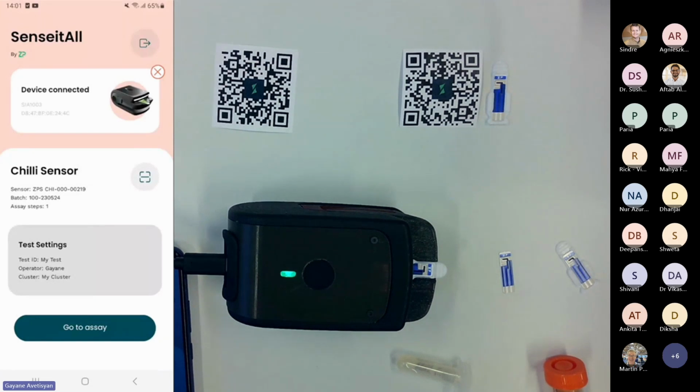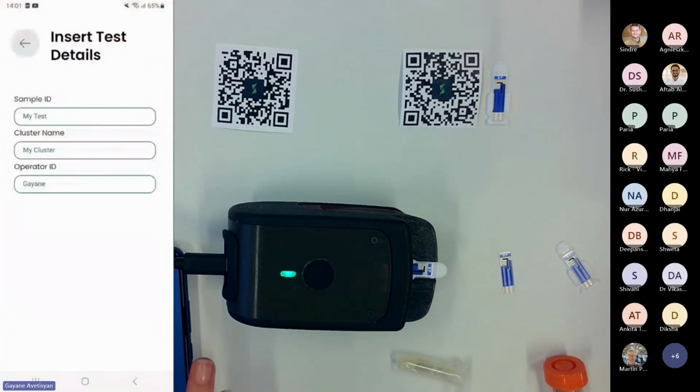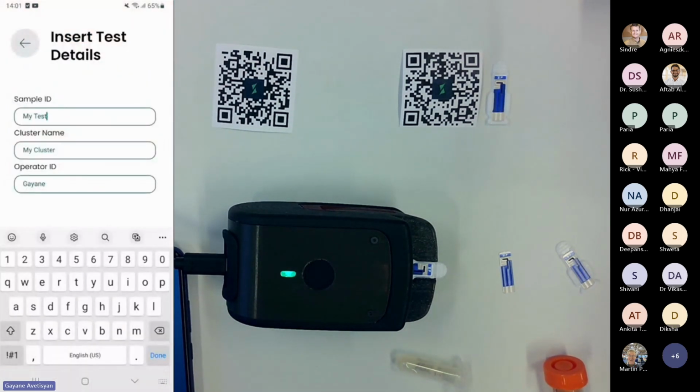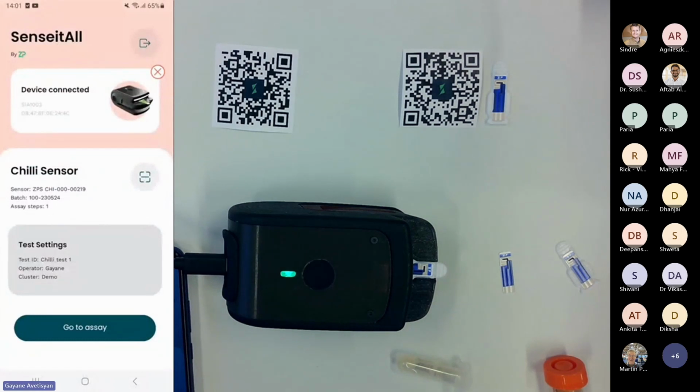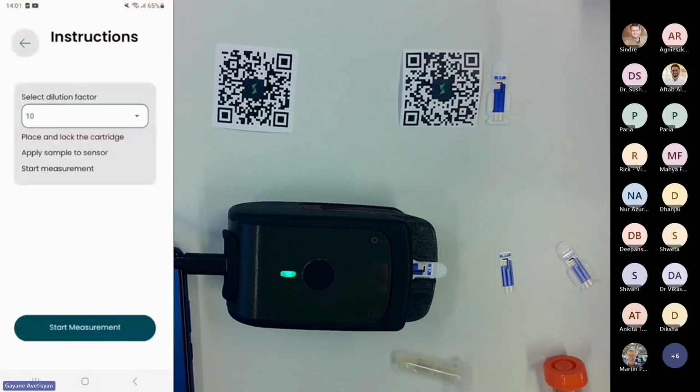The next thing I'll do is go to test settings and write the sample ID. I'll write chili test 1, and also the cluster name. This cluster name will be the one that will be shown in the Julie. I'll write demo, and operator ID is just my name. So we will remember these two names, demo and chili test 1, and later I will show how to find them in the Julie. I'll go back, and then I click go to assay.